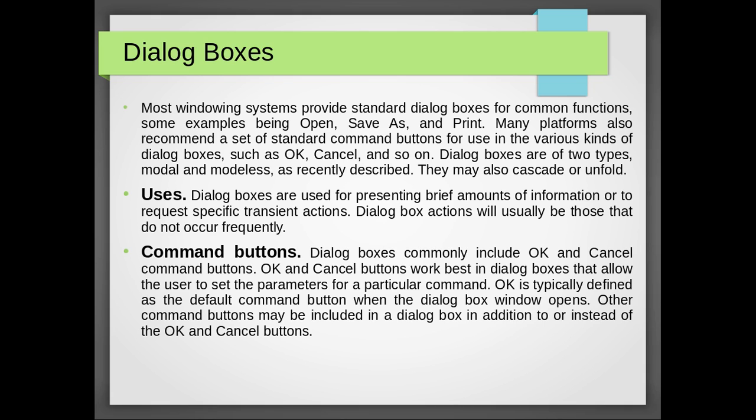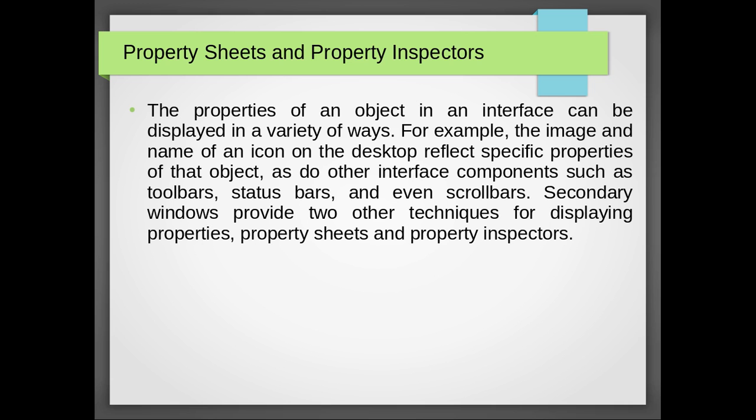Other command buttons may be included in a dialog box in addition to or instead of the OK or cancel button. There is a concept called property sheets or property inspector. Let's discuss that. Properties of an object in an interface can be displayed in a variety of ways. For example, the image and name of an icon on the desktop reflect specific properties of that object, as do other interface components such as toolbars, status bars, and even scroll bars.